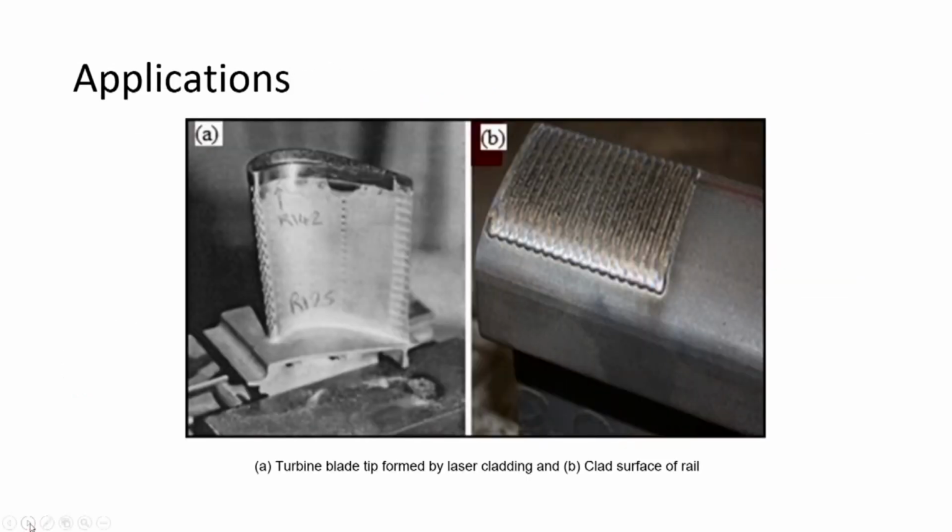Two more examples are in front of you. Here we have a turbine blade tip which is laser cladded, and this is a rail. This is the rail surface, and this rail surface has been cladded. This is a cladded surface.